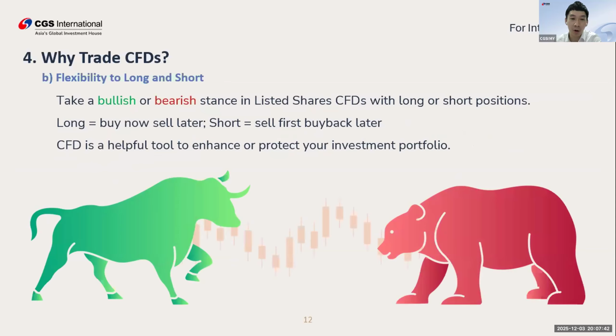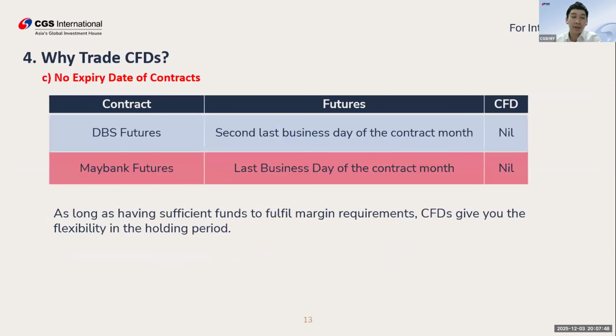Next is the flexibility to long and short, which I mentioned earlier. You can take a bullish or bearish stance on the listed share CFD. And then there's no expiry on contract. A good example of a product to compare is futures. Let's say you buy share futures, it will actually expire on the second last business day of the month. But for CFD, there's no expiry. You can hold DBS shares CFD as long as you want, provided you comply with the margin requirement.